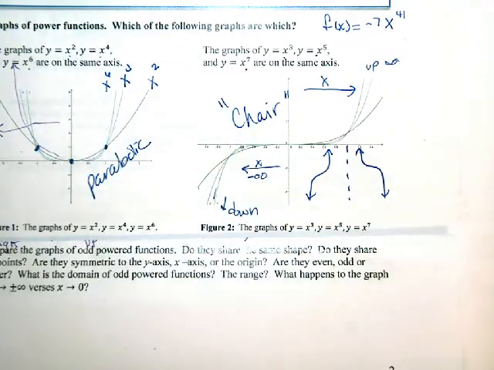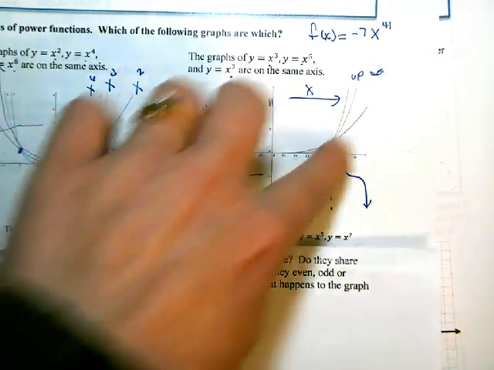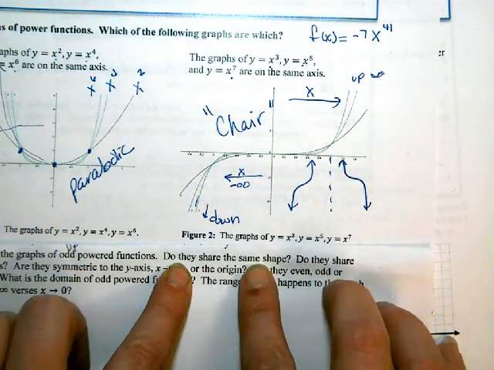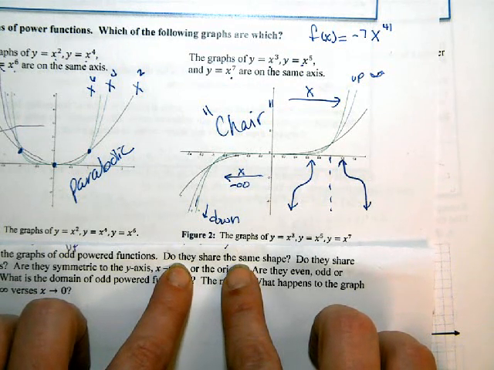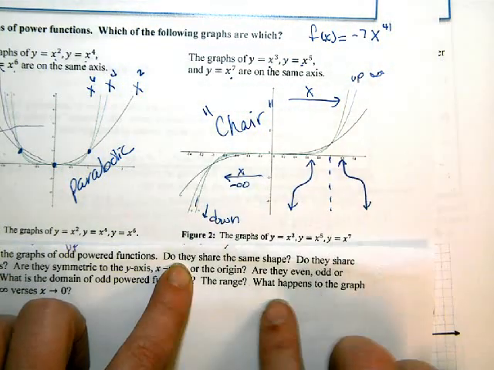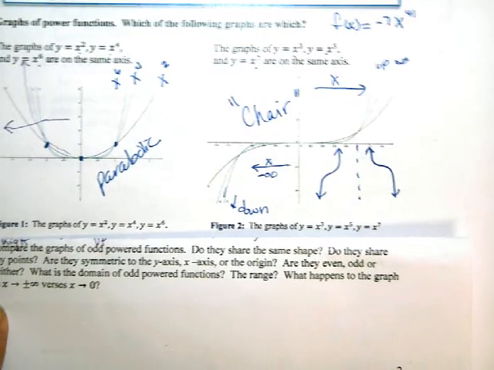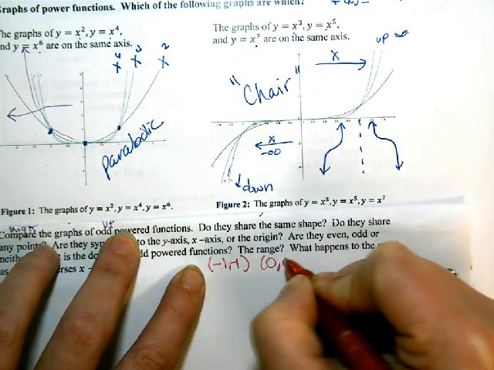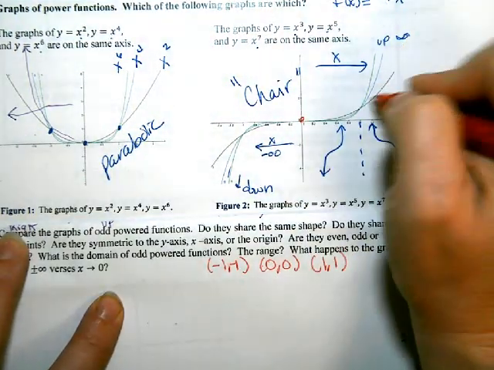Comparing the odd chair functions, if you take a look at them, you have the shape that it's going down on one side and up on the other, and I just talked about it being opposite infinities, but the question is, do they share the same shape? We've already answered that. Yep. If it's an odd monomial, if it's an odd power function, you're going to have kind of a chair going on in the end. Do they share any points? Yep. The points that they share are -1, -1, 0, 0, and 1, 1. Those are all the ordered pairs that all the odd power functions share, and I'll put those on the graph.